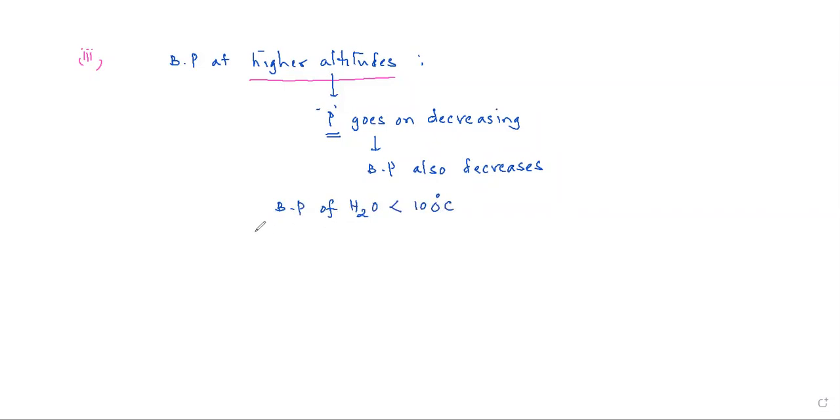Just like in pressure cooker case, when the pressure inside the cooker increases, the boiling point is elevated. Here, as we go to higher altitudes, the pressure goes on decreasing. I mean, the atmospheric pressure goes on decreasing. Therefore, the boiling point of water also goes on decreasing. So, it will be less than 100 degrees centigrade.